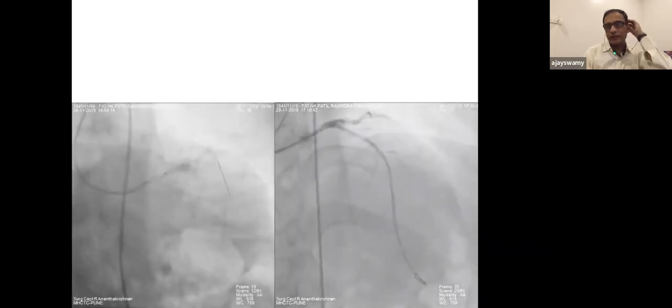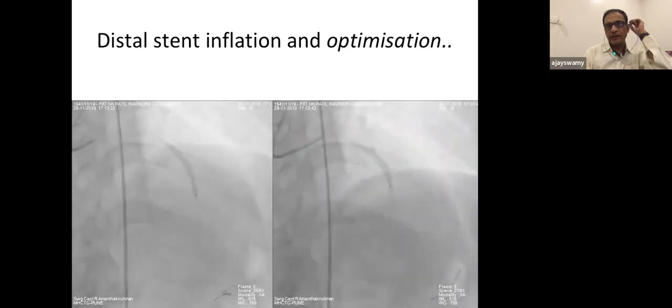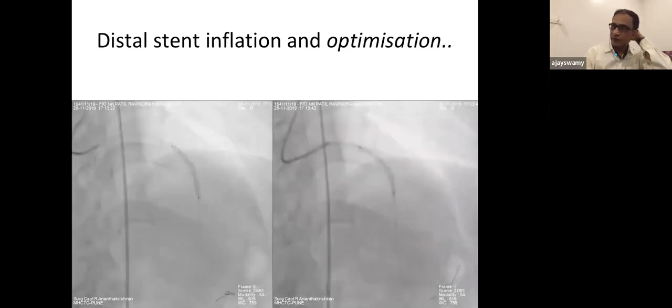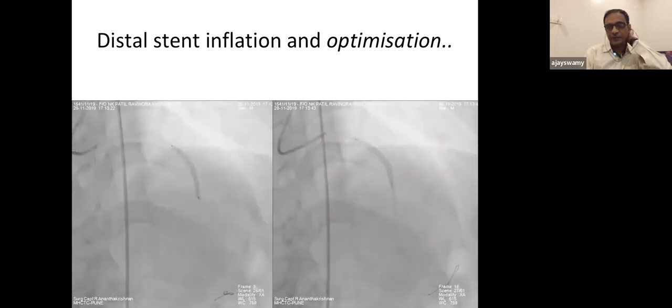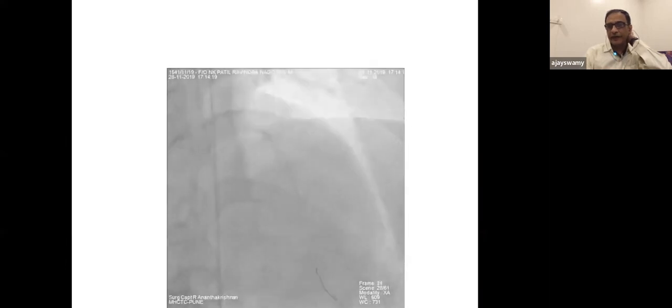So after putting in a balloon, we felt it was prepared adequately, and a two-stent strategy was going to be followed. The distal stent was inflated and optimized. The same stent balloon was pulled back and dilated at a little high pressure because it was felt that the distal half of the stent had not expanded properly. And this is what was the next shot.